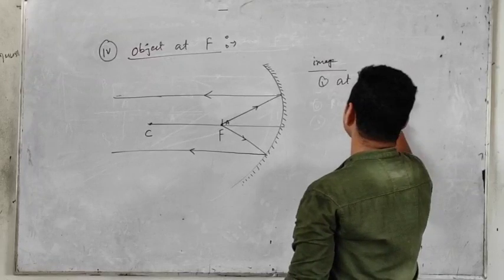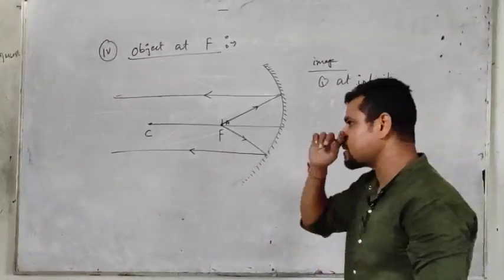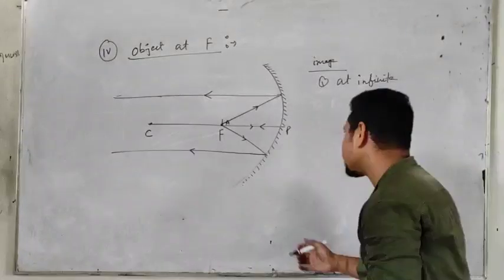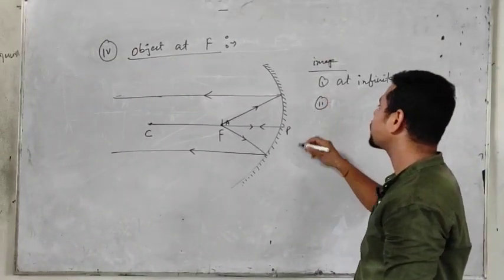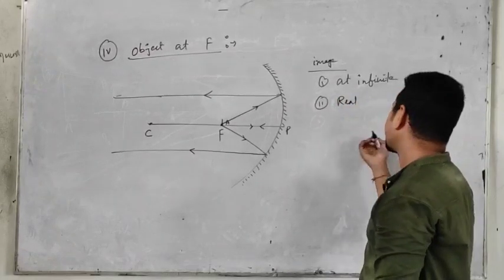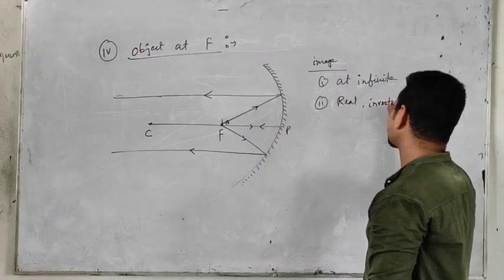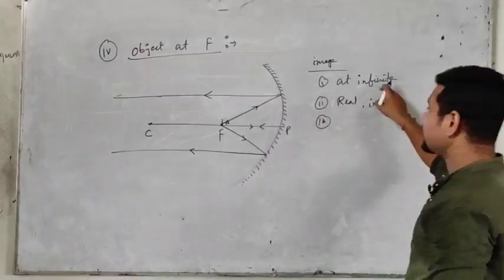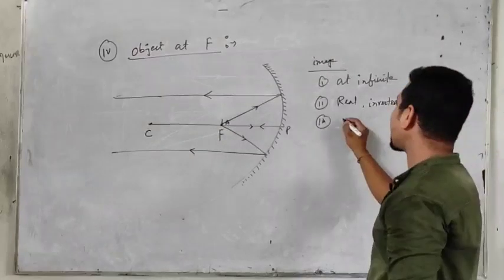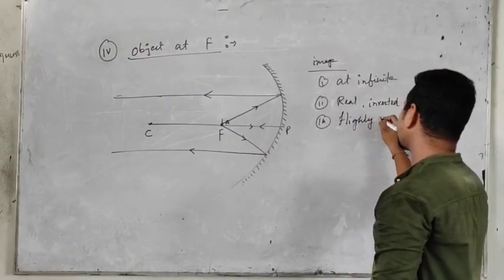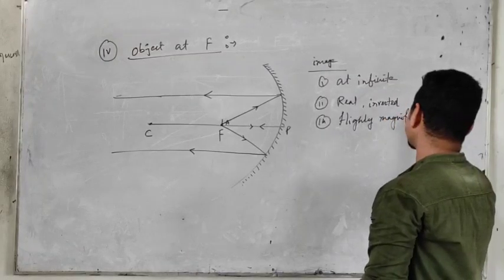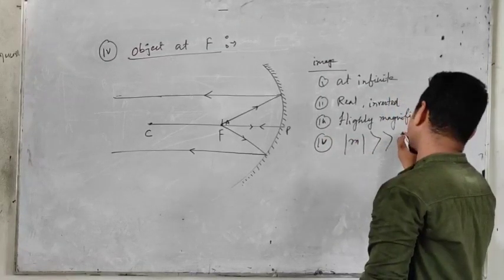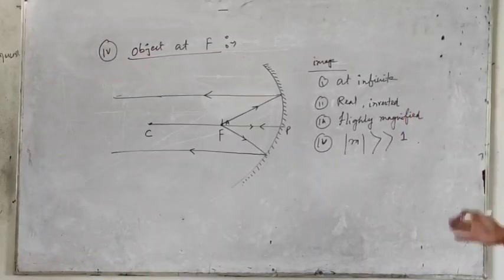Image at infinity. If a ray is incident like this, it will reflect like this, yes. At infinity. Next, number 2, we get a real image. Next, an inverted image. Number 3, we get a highly magnified image. And the magnification will be greater than 1. So write it.